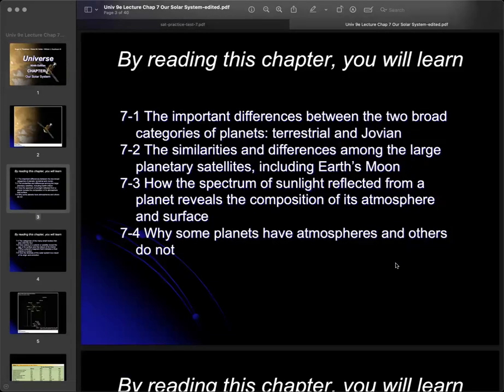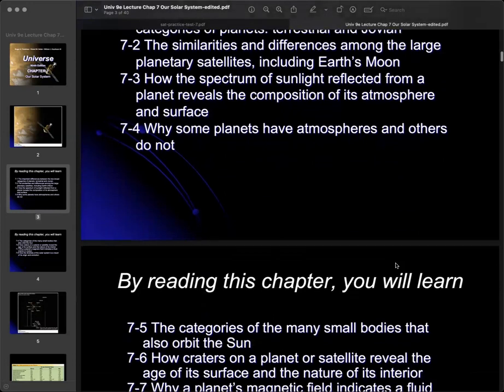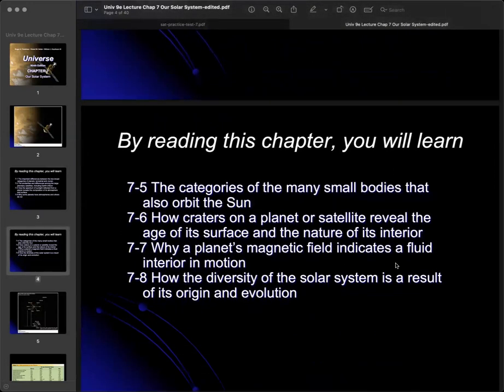So the main things covered in this chapter will be the important differences between the two broad categories of planets, which are generally called inner planets and outer planets, or more technically, terrestrial and Jovian. The similarities and differences among the large planetary satellites, including Earth's moon, how the spectrum of sunlight reflected from a planet reveals the composition of its atmosphere and surface, why some planets have atmospheres and why others do not. What is it that determines whether a planet will have atmosphere or not?